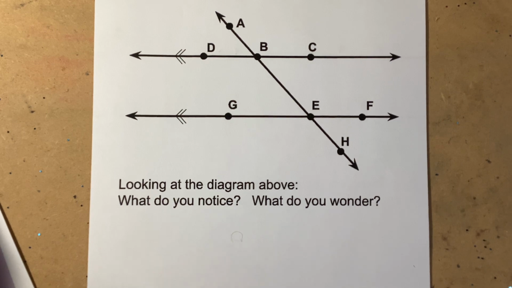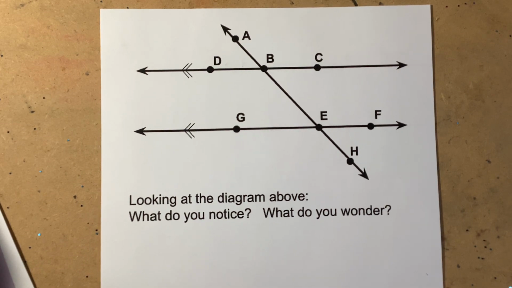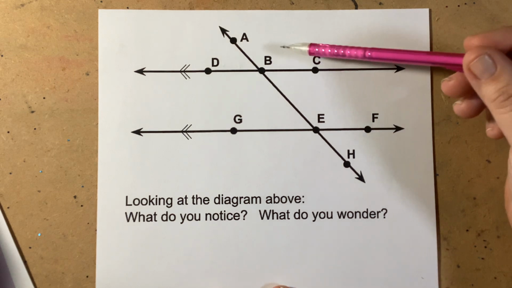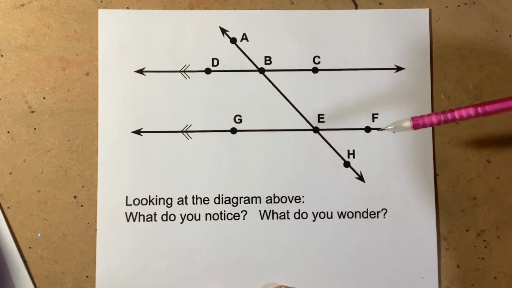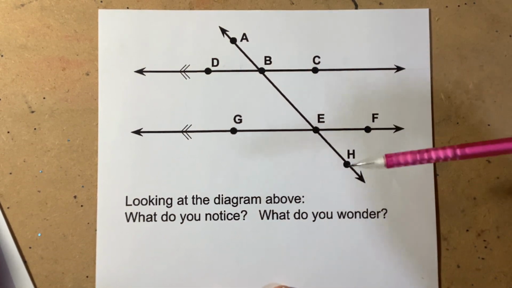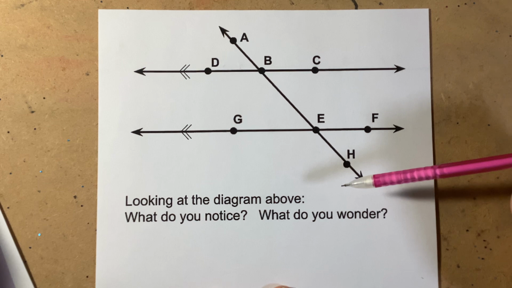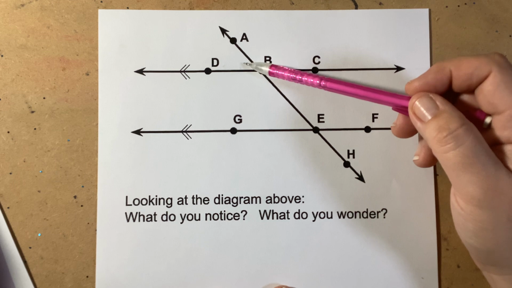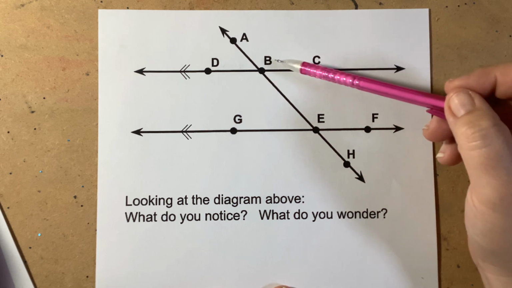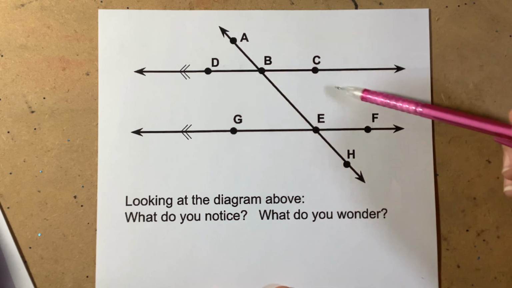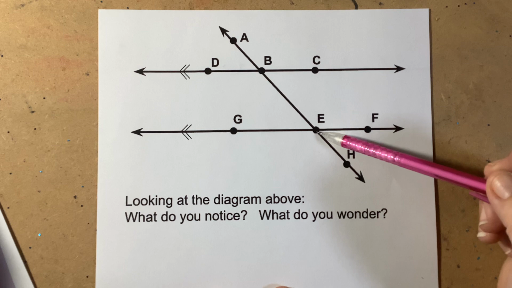All right, so hopefully you have looked at this diagram and you are ready to explore. Some things that people noticed: that there are points lettered from A to H. Other people noticed that there are two lines, and a third line coming diagonally through those lines. Something else you may have noticed is that right here, there's an acute angle, and over here, there's an obtuse angle. We've got a pair of intersecting lines here that intersect at B, and another pair of intersecting lines down here that intersect at E.